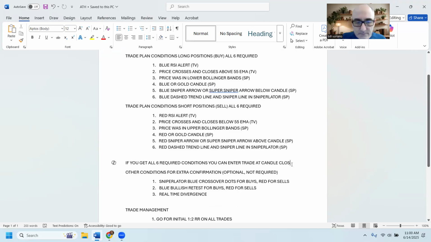I got to correct this spelling here. And of course, other conditions for extra confirmation are the Sniper Later blue crossover dots for buys, reds for sells, blue bullish retest for buys, reds for sells, and real-time divergences.